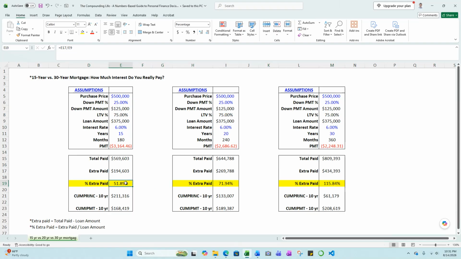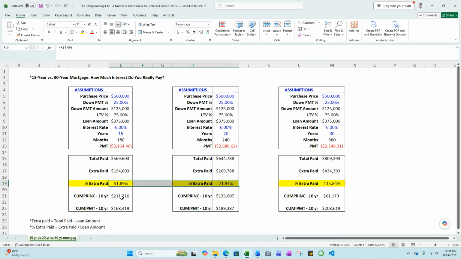So in the 15-year example here, it's approximately 52%. In the 20-year example, it's approximately 72%. And then in the 30-year example, it's 116%. So you can see it gradually increases and goes up quite a bit from the 15 to 20 to 30-year scenarios, and you're paying quite a bit more in interest as you get out to the 30-year. It's not as big of a jump from 15 to 20, but from 20 to 30, it's a huge jump, and you're ultimately paying about 116% extra.